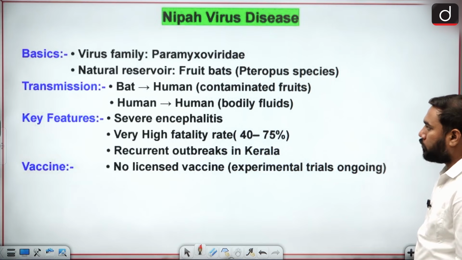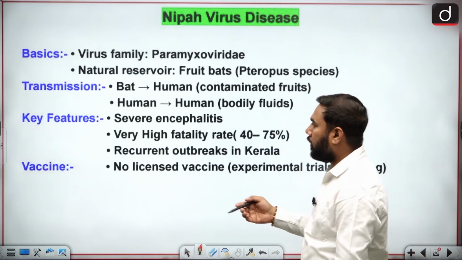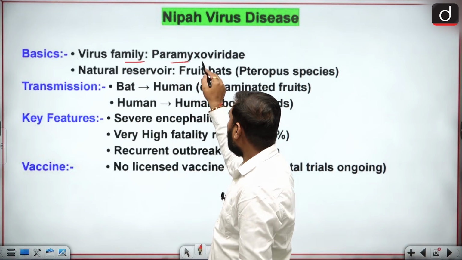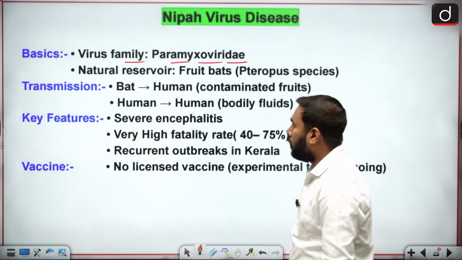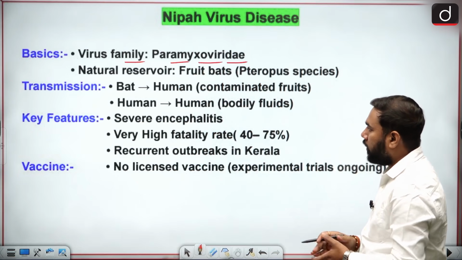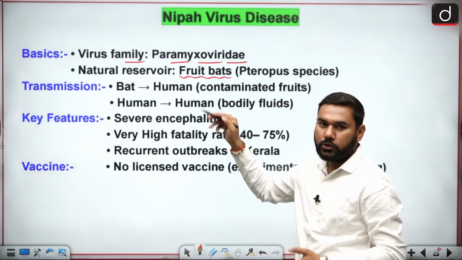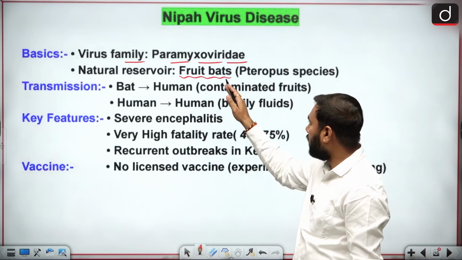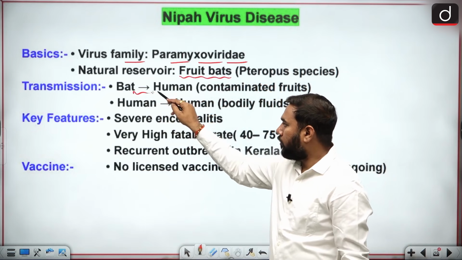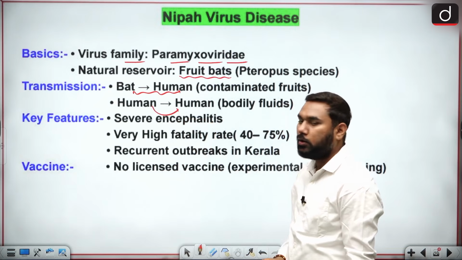And if we talk about this, the first example is the Nipah virus, very talkable. So the basics: this is a virus from the family Paramyxoviridae. The natural reservoir is fruit bats. So the fruit bat is the natural reservoir which can have this virus. So this is the animal. And when we talk about transmission, it can be transmitted from bat to human, and then again it can be transferred from human to human.